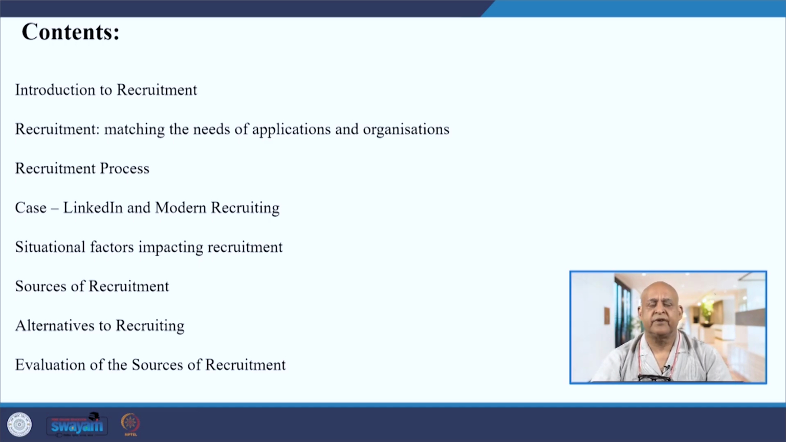of the different recruitment processes. On the basis of this, we will also see what the alternatives to recruiting are, and the evaluation of the sources of recruitment. Now first we will talk about the introduction to recruitment.